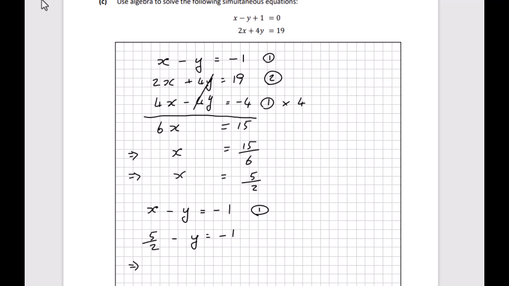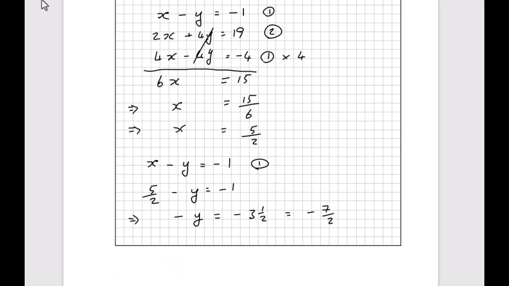So next thing you've got to do is bring the 5 over 2 over to the other side. That gives minus y is equal to minus 1 minus 5 over 2. Well, 5 over 2 is just 2.5, so that will just give us minus 3.5 on this side, which is just minus 7 over 2. So if minus y is equal to minus 7 over 2, that gives y then is equal to plus 7 over 2. So my answer then is the x is 5 over 2 and the y is 7 over 2.